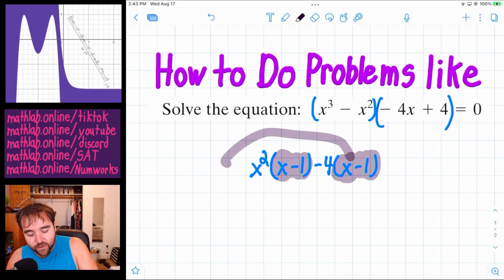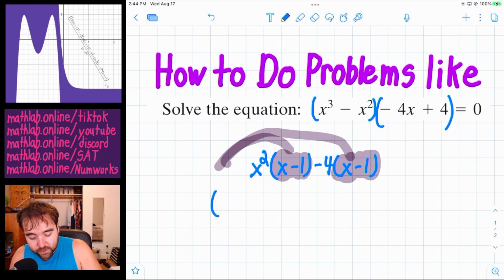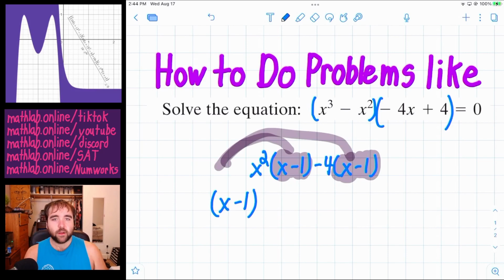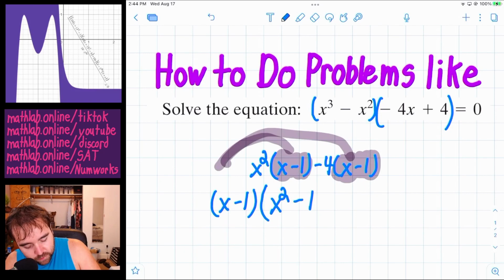So we can actually factor that entire x minus 1 out to the front. If we do that, what does that give us? So we have this x minus 1 that we're pulling out to the front. And then what are we left with? Well, x minus 1, we take that away, we're just left with x squared. x minus 1, we take that away, we're just left with negative 4.